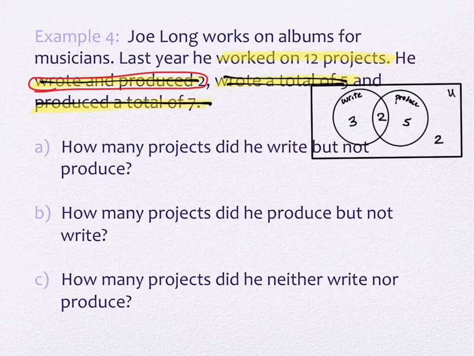So if you look at this diagram, how many projects did he write but not produce? 3. How many did he produce but not write? 5. And how many did he neither write nor produce? 2. Okay, so the questions come pretty quickly afterwards. And there's lots of other questions that could be asked. These are just a few of them about the situation.